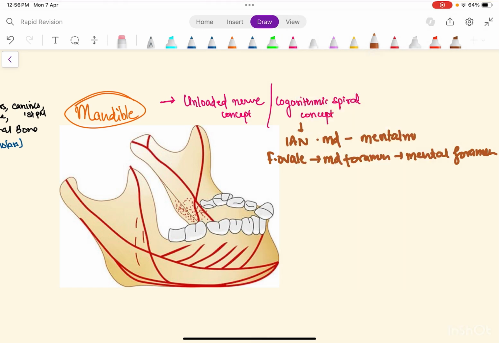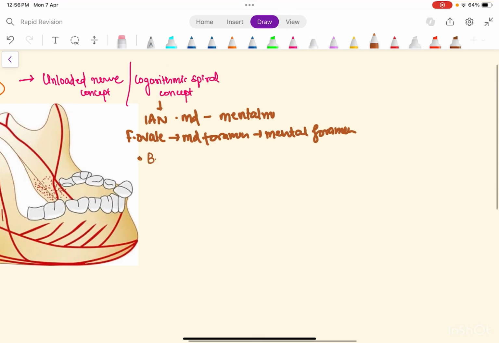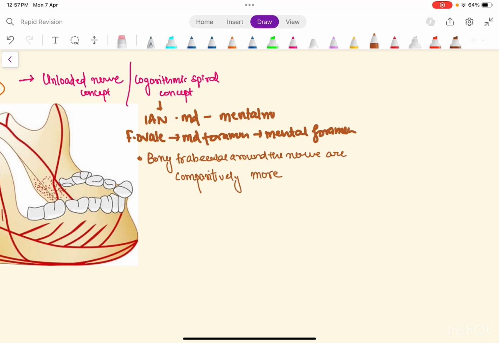Now what this concept tells is that the bony trabeculae around the nerve are comparatively denser, to receive stress and protect the contents of the mandibular canal. So this is something that you should know.